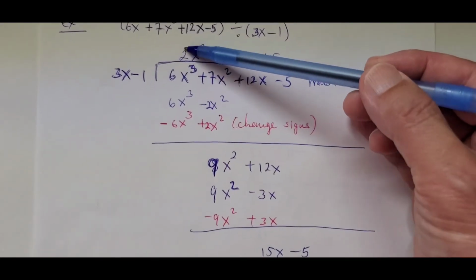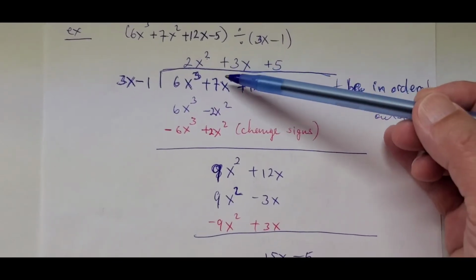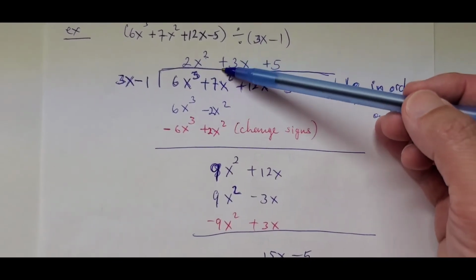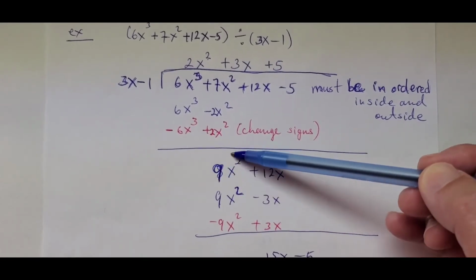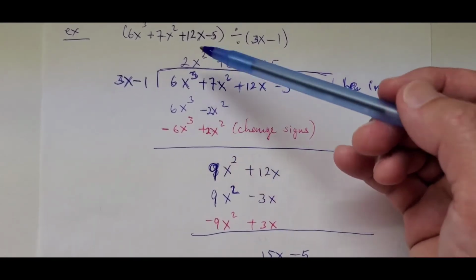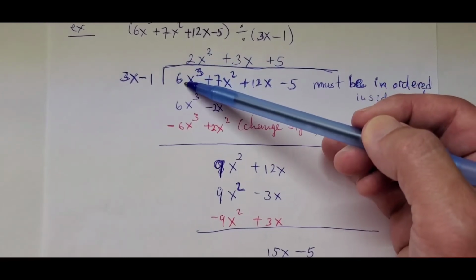Just like the 2. Why is the 2 plus? Because the 6 is plus, okay? So why is this plus 3? Because this right here is plus, just like the 2 is, because the 6 is plus.